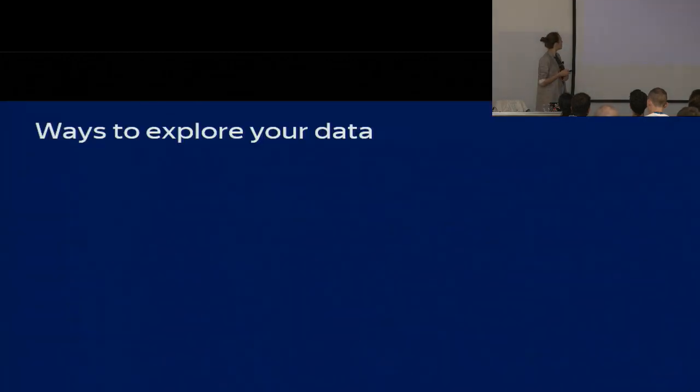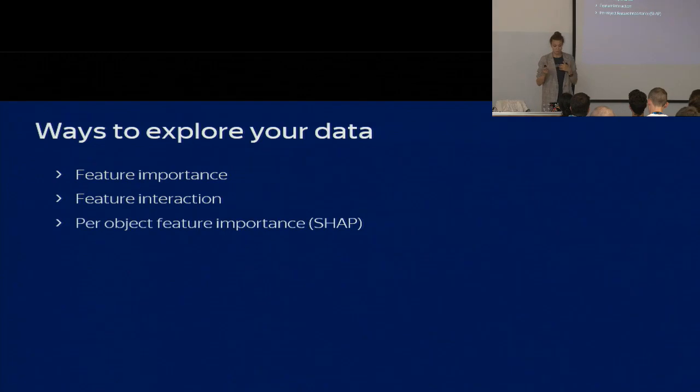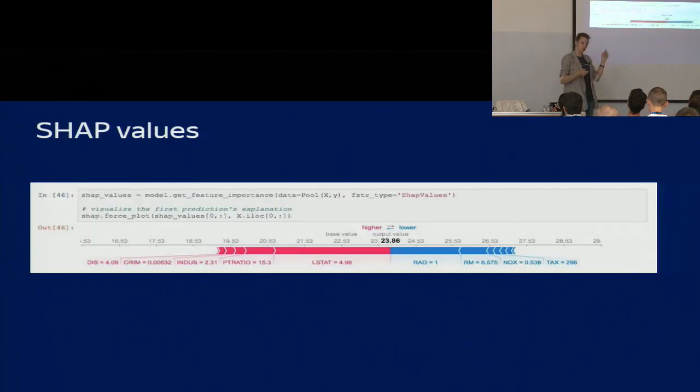Now, we have a bunch of things to analyze the model. We have feature importances. We have feature interaction, how well features interact with each other inside the model. We have per object feature importance. So for this particular object, which feature was the most important one? And that is SHAP values. Today, later in the evening, there will be a talk about SHAP values, and you will learn more about that. But here is an example of explanation for a single object.